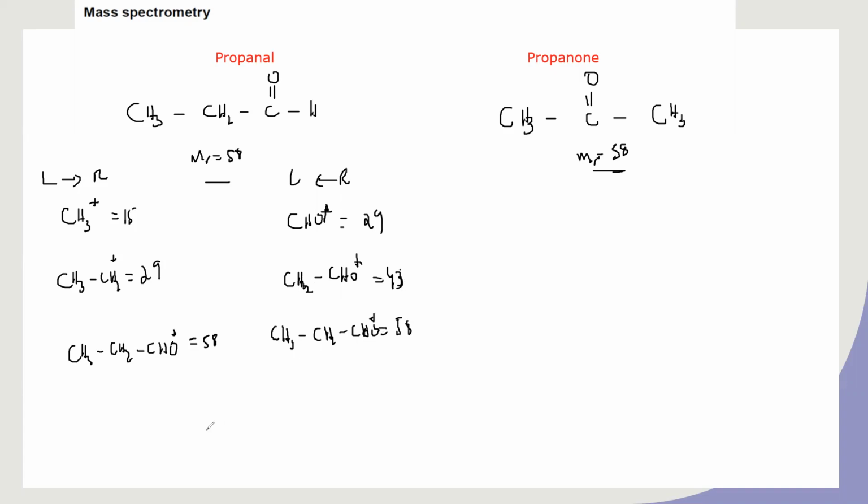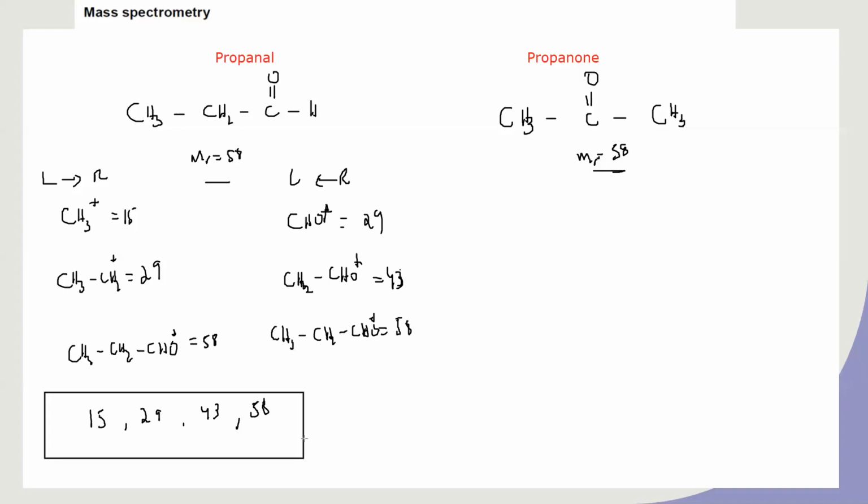So the peaks which we are getting are a peak at 15, the common one we write once, a peak at 29, a peak at 43, and a peak at 58. In complex molecules there might be more peaks, but these are the peaks which can be used to distinguish the molecule.